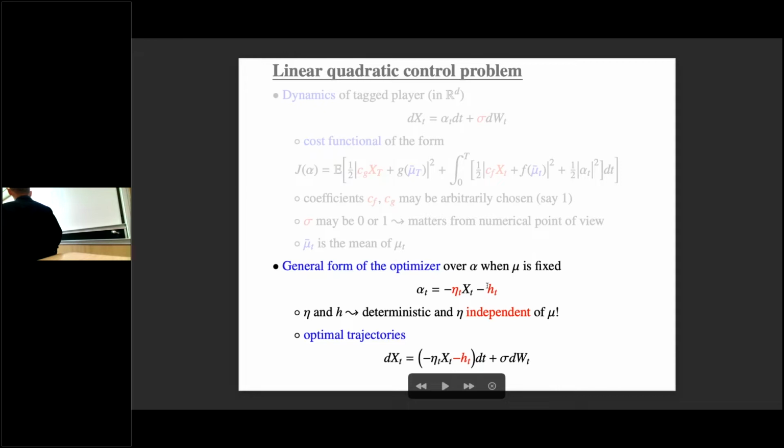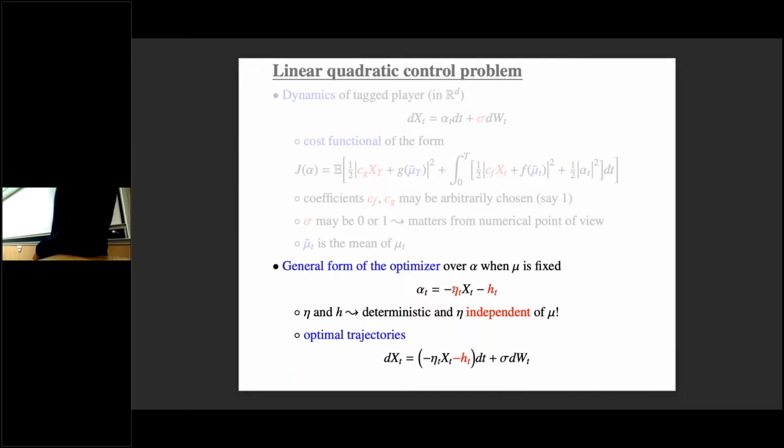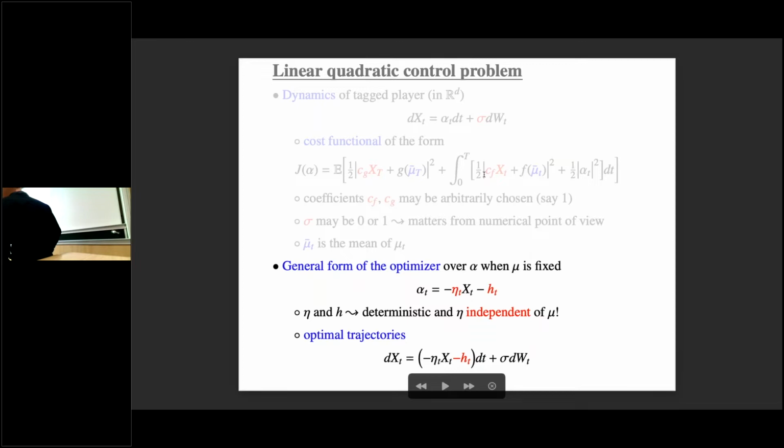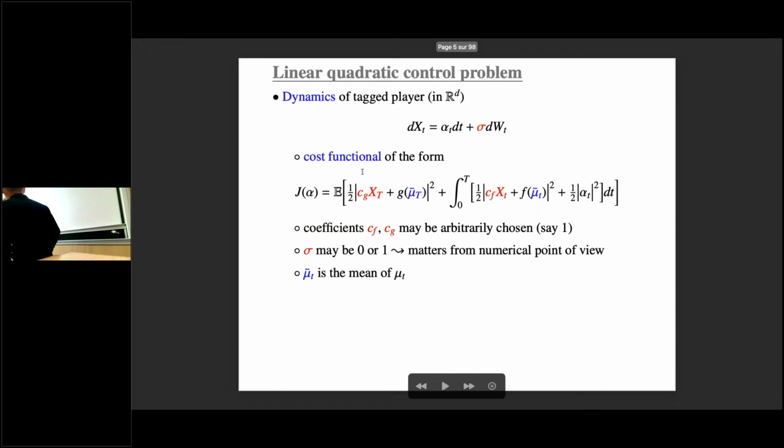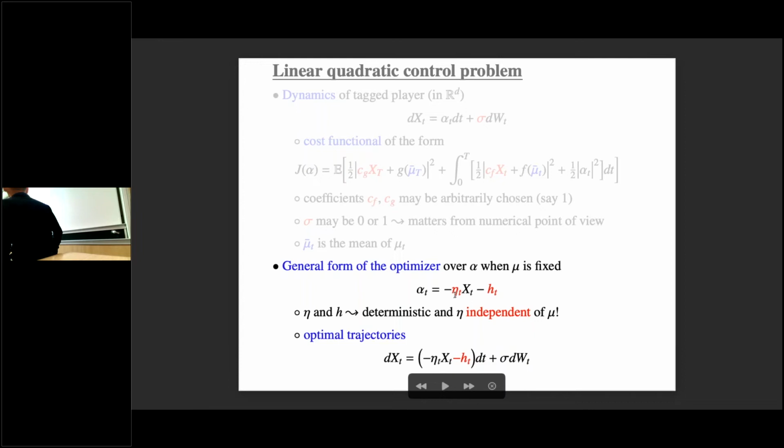And the very good part, and this is one of the interests of this model, is that this eta is very simple to compute. And I will tell you how to compute this next. But basically, eta does not depend on mu. This is what you observe when you do the computation, for the simple reason that the coefficients in front of this, so C_F and C_G, which explain the quadratic nature of the model, are independent of the measure, and you observe the same phenomenon in the best response. And so once again, alpha is linear in X with eta being independent of the measure. So the only thing that depends on the measure is this zero order term in the feedback.